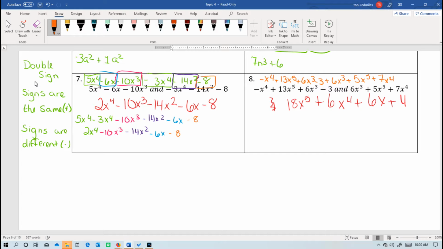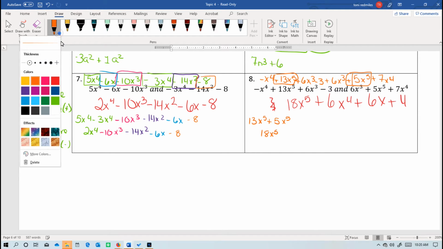All right, whew. Okay, I'm going to do this one in different colors as well. So our highest degree of power is the 5. I forgot to take the plus sign with that term. So I have a positive 13x to the 5th plus 5x to the 5th. So when I add those, I get 18x to the 5th.